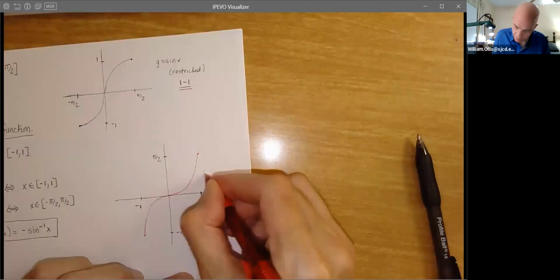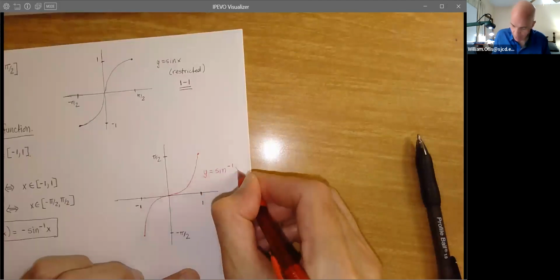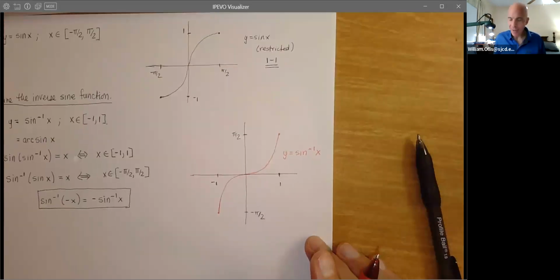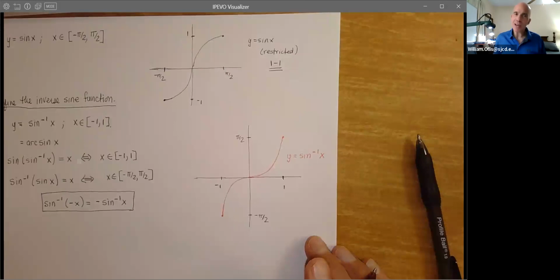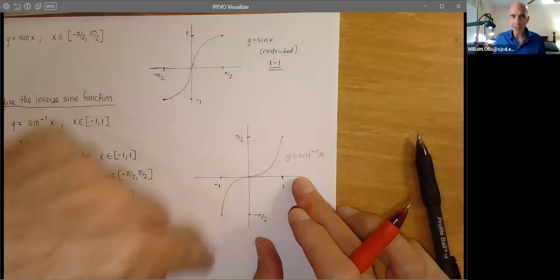So here's y equals inverse sine of x. You look at this and say, that's crazy. That's just the flip of this. These reflect in the line y equals x.